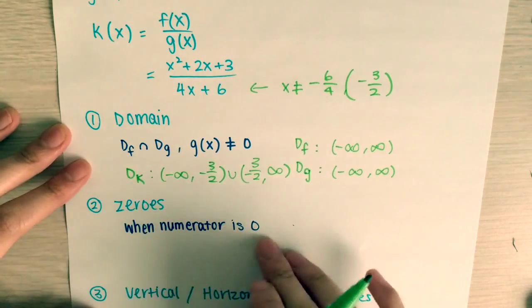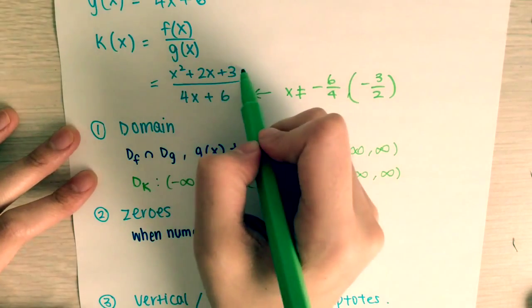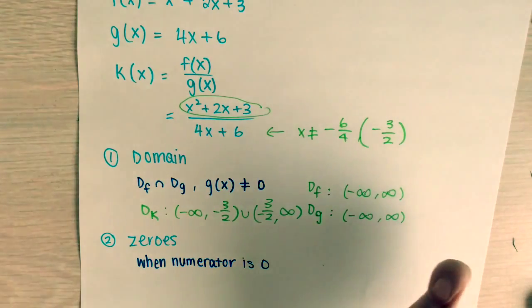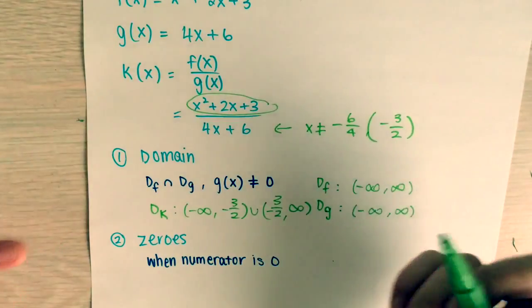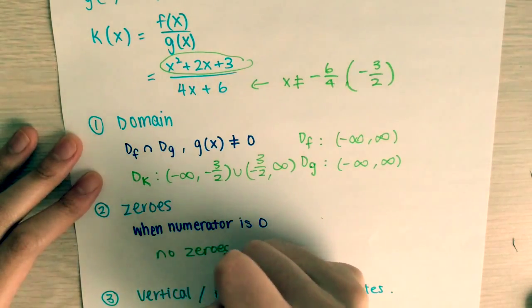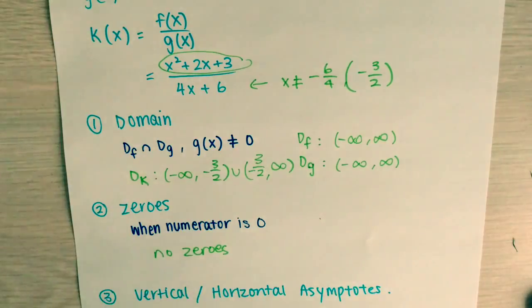The zeros are when the numerator is 0, and you'll see that if you plug this part into a calculator, the quadratic formula will actually give you undefined. So there's no zeros. It doesn't touch the x-axis at all.